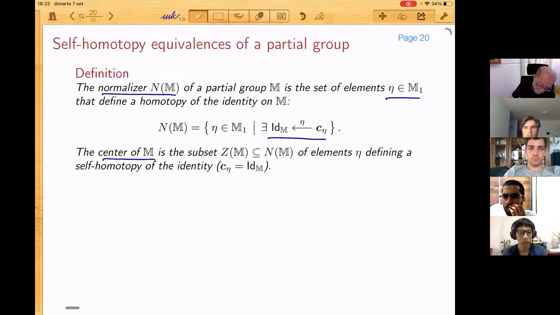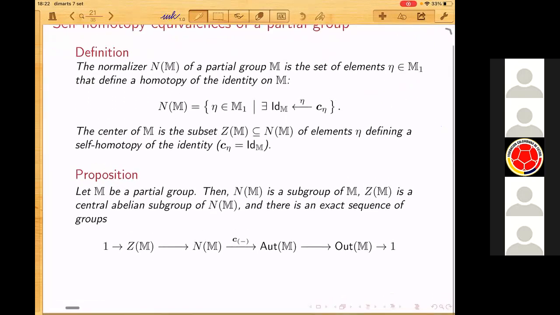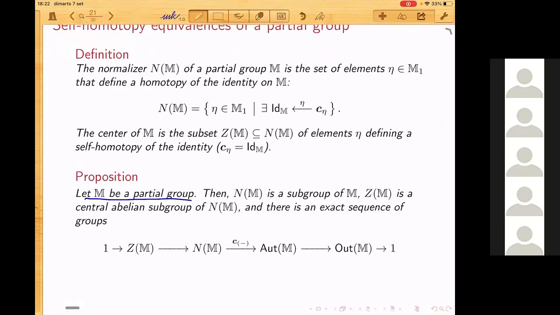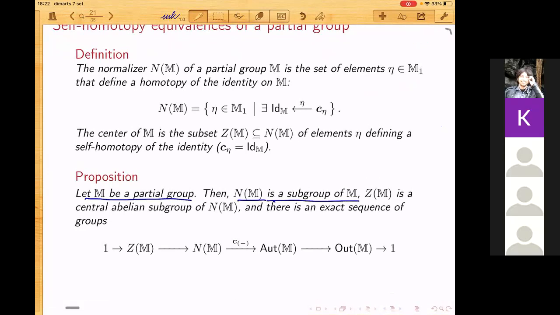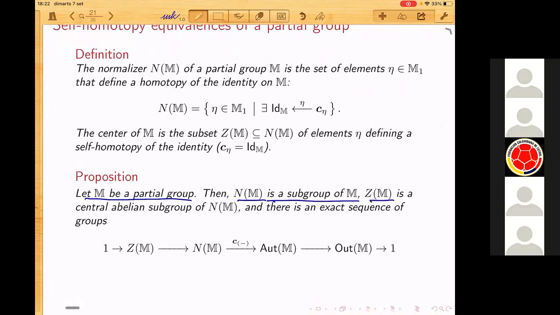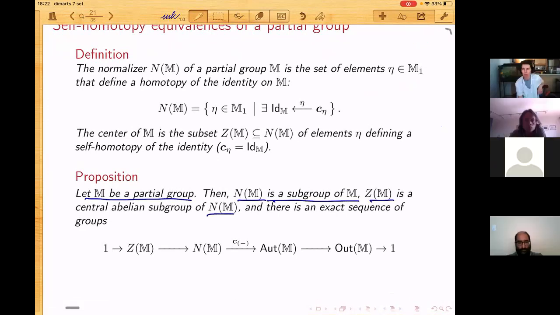Well, the center of M is defined to be the subset in this normalizer defining a self-homotopy of the identity. I mean, the cases in which this is, again, the identity on M. In this case, we say that eta belongs to the center of this partial group, right? So the interesting point is that if M is a partial group, then this normalizer is indeed a subgroup of M. So this is an honest group, right? And the center is a central abelian subgroup in this normalizer, right?